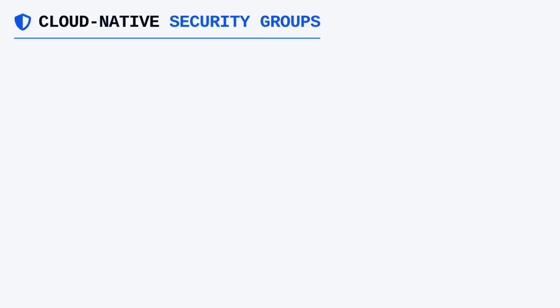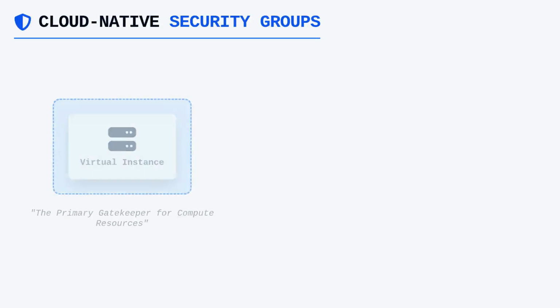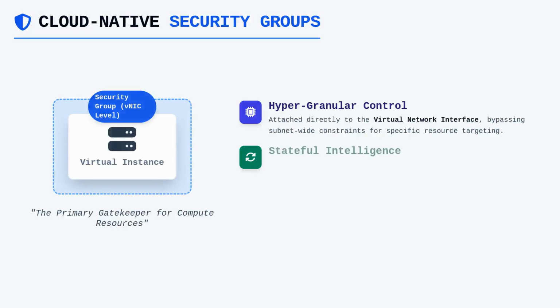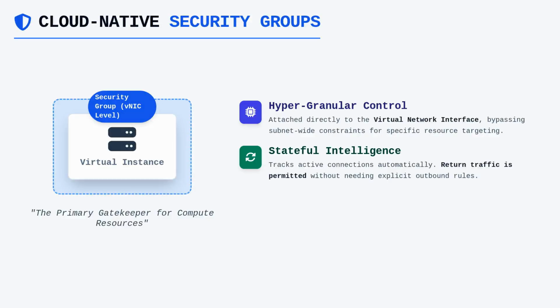In the landscape of cloud-native networking, security groups act as the primary gatekeepers for your virtual server instances. Unlike broader network controls that might operate at the subnet level, a security group is attached directly to the virtual network interface of a specific server. This proximity allows for a highly granular approach where you can define exactly what traffic is permitted to reach a specific compute resource. Because these are stateful virtual firewalls, the mechanism tracks the state of active connections, which allows return traffic for established flows to pass through without needing a corresponding explicit rule.